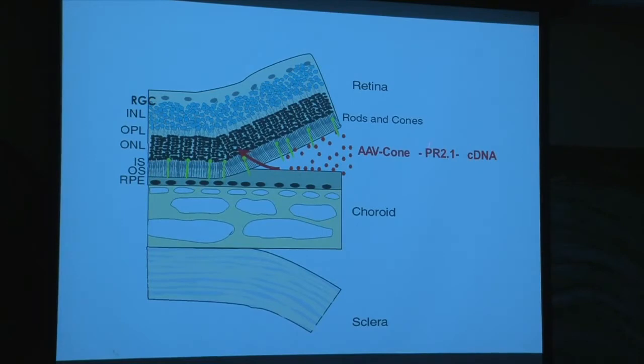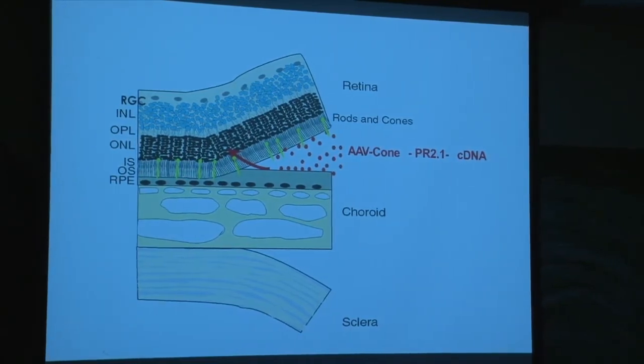He proved that this PR2.1 promoter, which is the red cone opsin promoter, human red cone opsin promoter, will in fact drive cone-specific expression in a transgenic animal. So we're using his promoter for many years now. 2.1 means the size, the length is 2.1 kilobases in length.